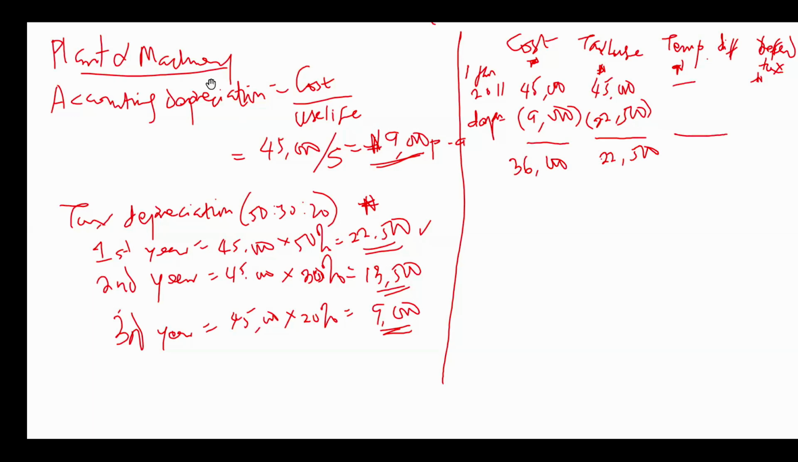But when you come down here, tax depreciation is 9,000. I mean, accounting depreciation is 9,000. Tax depreciation is 22,500. That difference will give birth to a taxable temporary difference, right? All right. Because 36,000 is greater than 22,500. So that difference is how much? 22 minus 9, 13. So 13,500.